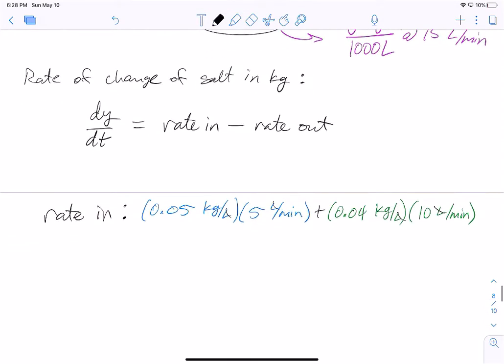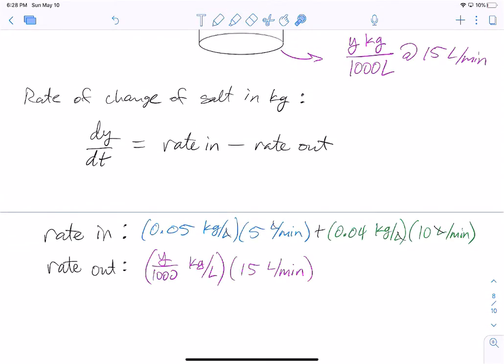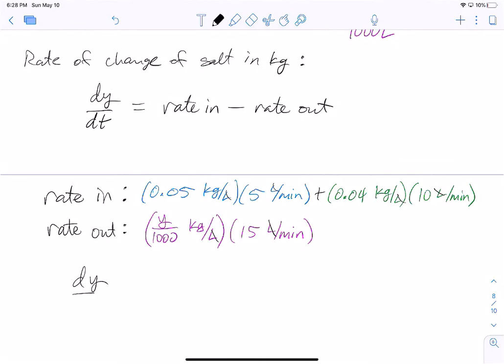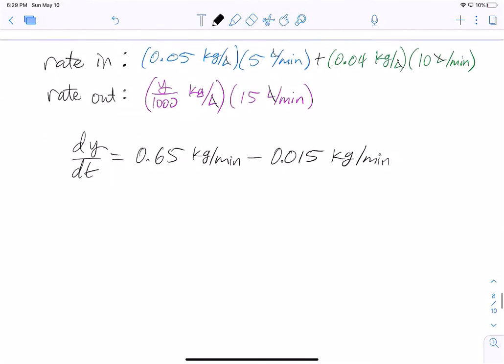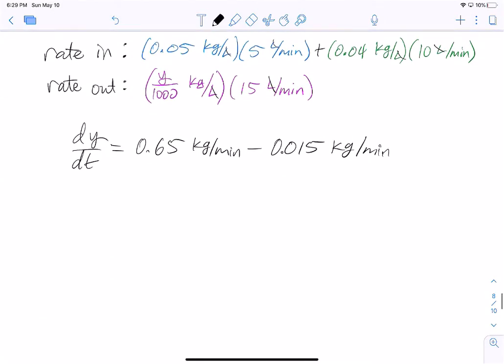Now the rate out is a little more straightforward. We've got y divided by 1,000 kilograms per liter times 15 liters per minute. And again, those liters are going to divide out. All the units match. The world makes sense. The math here is that dy/dt is equal to 0.65 kilograms per minute minus 0.015y kilograms per minute. I don't usually put units in equations. Don't know why I did there.